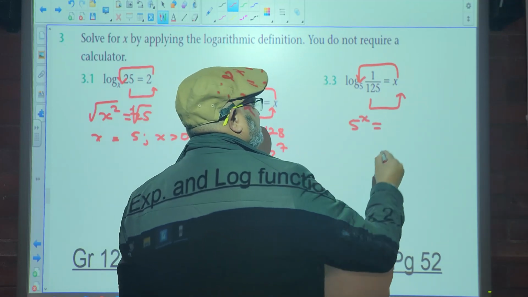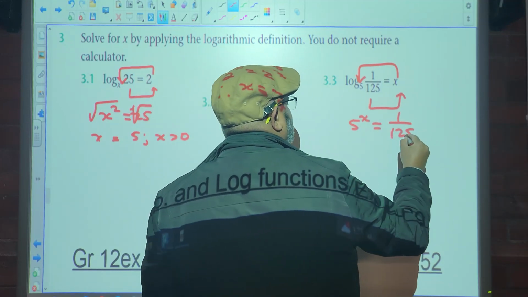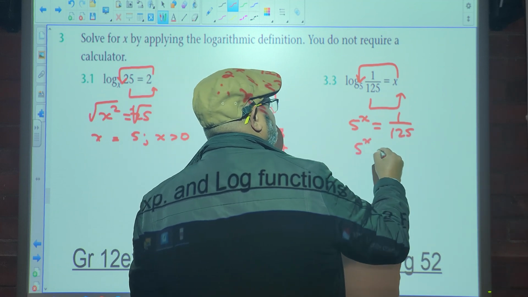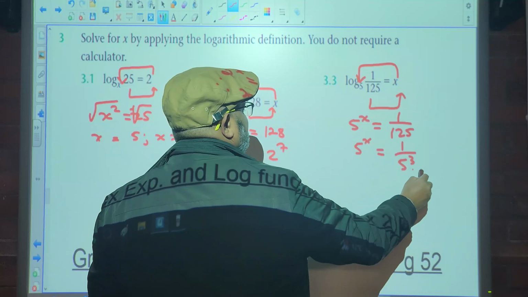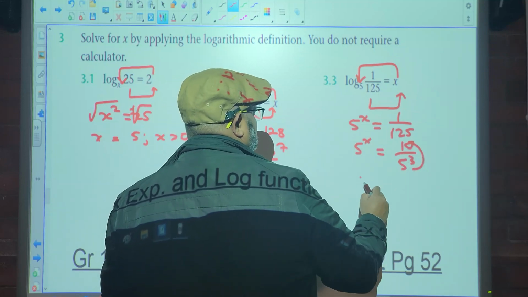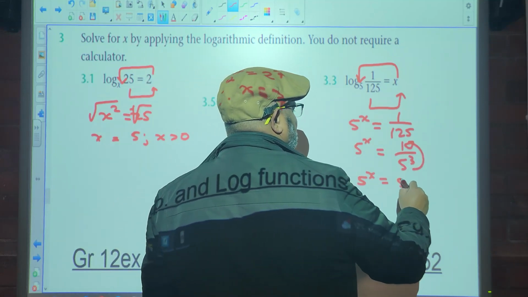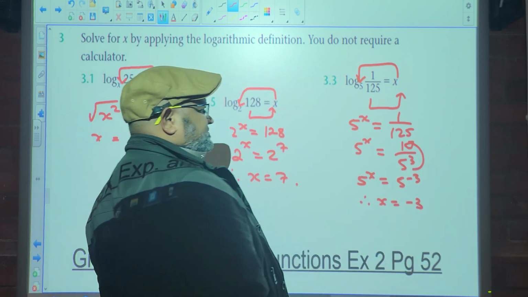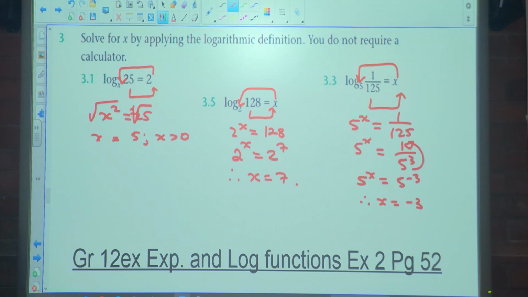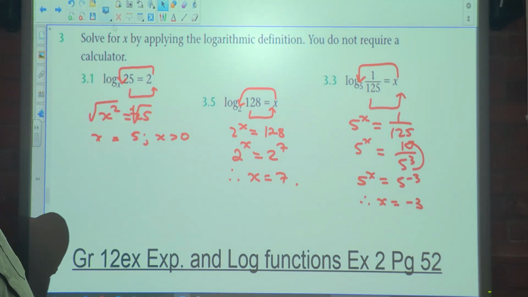Okay. So 5 to the x equals 1 over 125. Well, 125 can be written as 5 cubed. That's numerator, denominator. So I must bring that one up or that one down, it doesn't matter. So 5 to the x equals 5 to the negative 3. Therefore x equals negative 3. Okay. Any confusion there? No?